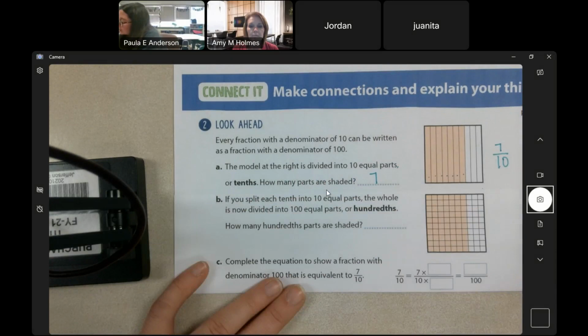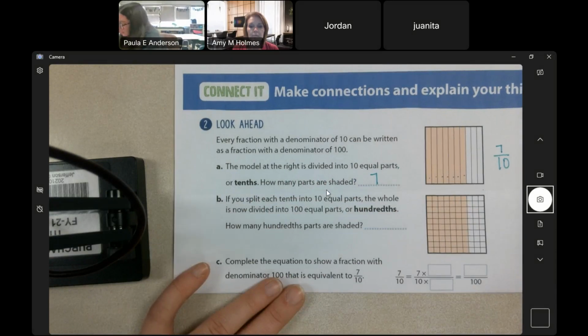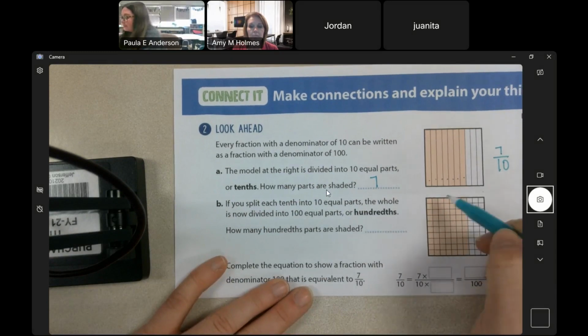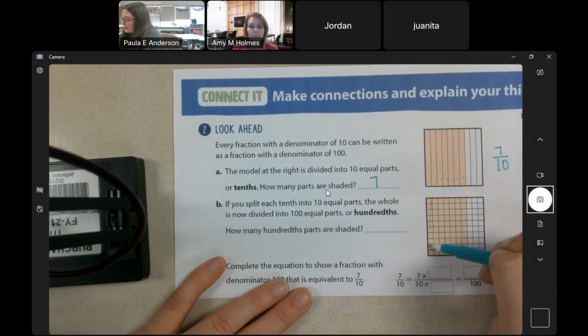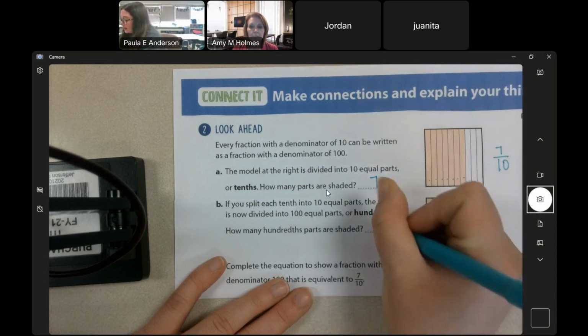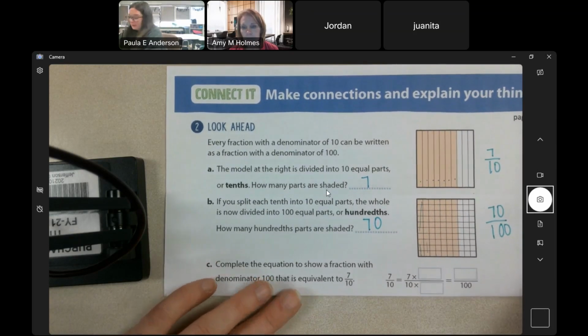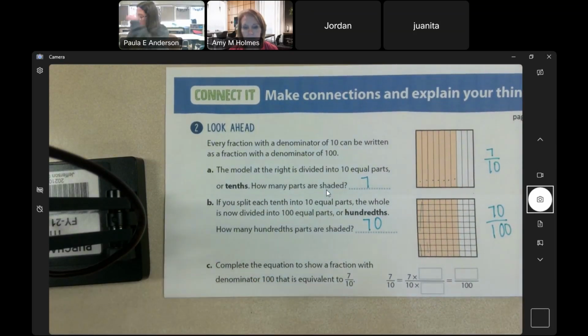It says if you split each tenth into 10 equal parts, the whole is now divided into 100 equal parts, or what we call hundredths. So how many hundredths are shaded? And we talk about how if we had these in 10 and we split them in 10, this means that this one is 10, so 10, 20, 30, 40, 50, 60, 70 parts are shaded, or 70 hundredths. Then it says down here, complete the equation to show a fraction with a denominator of 100 that is equivalent to 7 tenths.